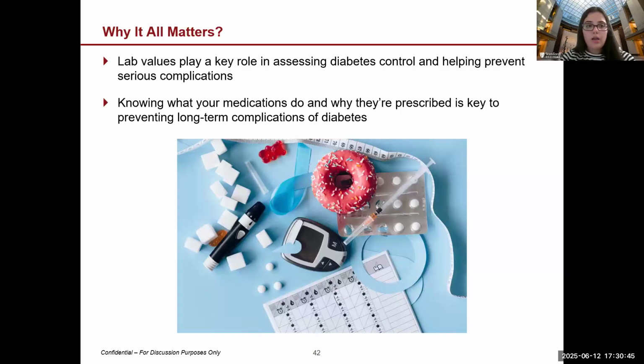So in summary, why does this all matter? Lab values will play a key role in assessing diabetes control and helping prevent serious complications from unmanaged diabetes. And knowing what medications you are on and why they are prescribed is key to preventing long-term complications of diabetes.